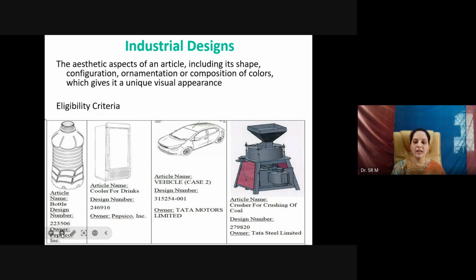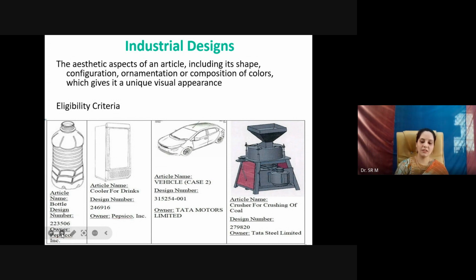Okay, no problem. The duration initially is 10 years and it is extendable for another 5 years, totaling 15 years. So what will be the eligibility criteria? Are all the designs, whatever we just go and put in front of a registration office and ask them to grant us industrial design? Is this possible? No. Novelty is the first criterion. The design must be new or original. As we discussed in patents, there must be non-obviousness. The design should not be obvious to a person skilled in that art. Then the design should also have visual appeal or aesthetic appeal.